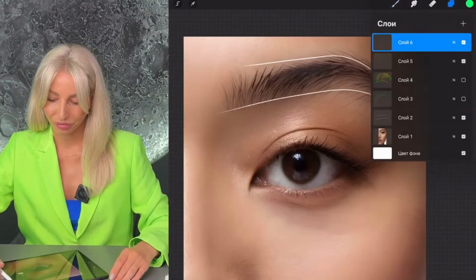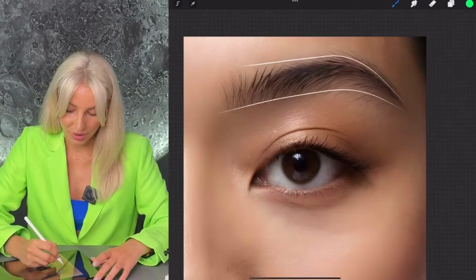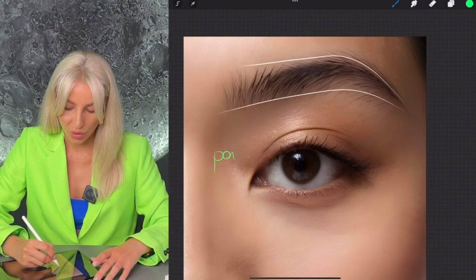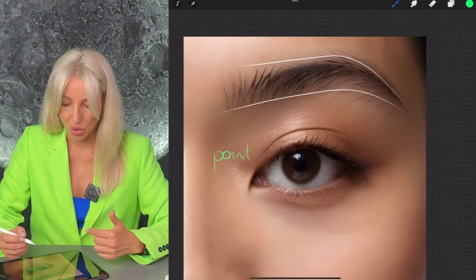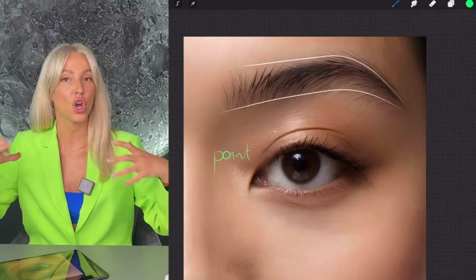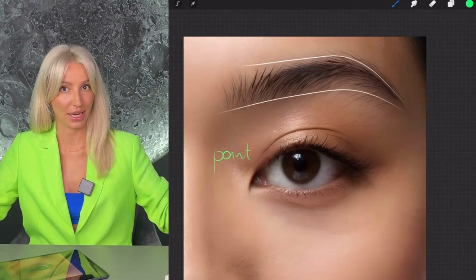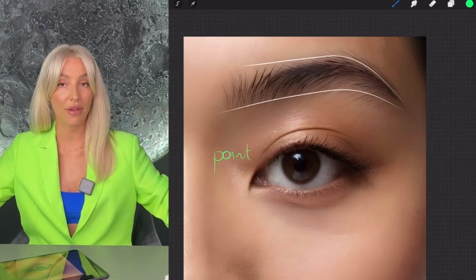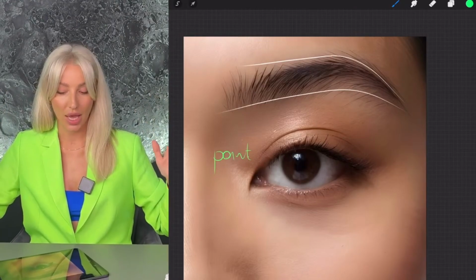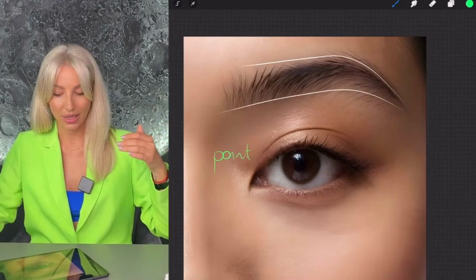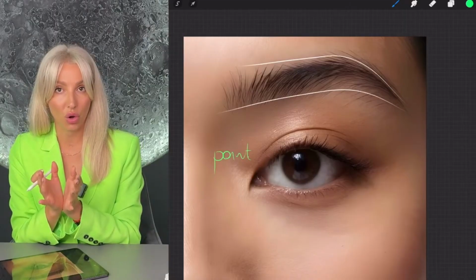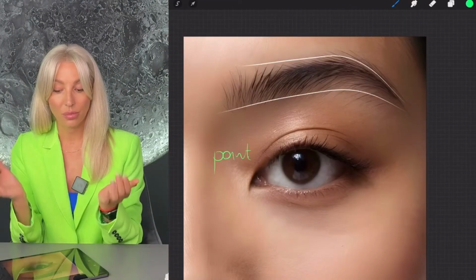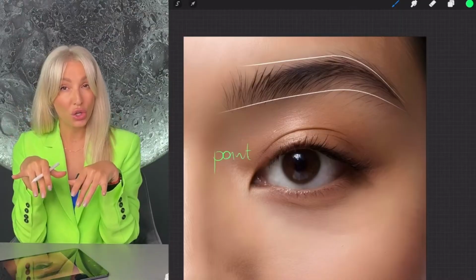Okay, let's move on. Guide point. The first point will always be here. This is the point where we need to direct all our hair strokes which are growing down. So how to find this point? There is no specific place for this point, actually. You can put this point in whatever place you want. You just need to analyze the natural eyebrow growth, and then you put the point where you see all the strokes are directed.